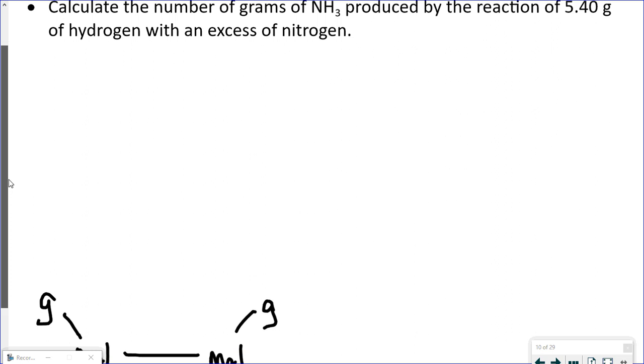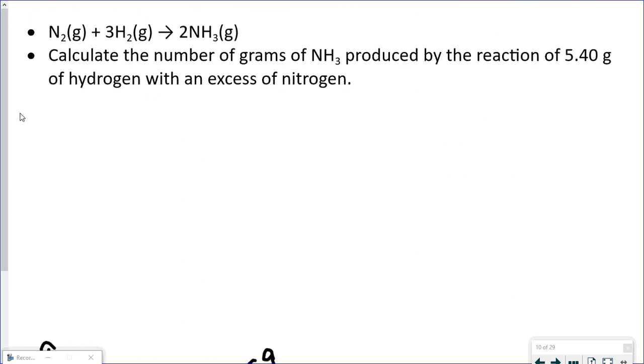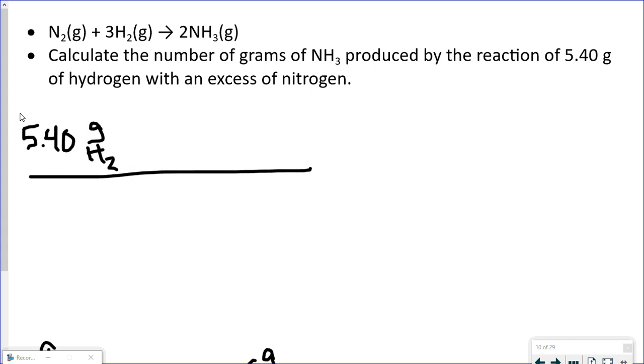Excuse me, I drew that too low on my screen. So you're always still going to start with what is given. So we are given grams of hydrogen, and we're looking for grams of ammonia. So we are going from grams of one substance into grams of another. Now we simply have to keep canceling out units until we get to the unit needed.